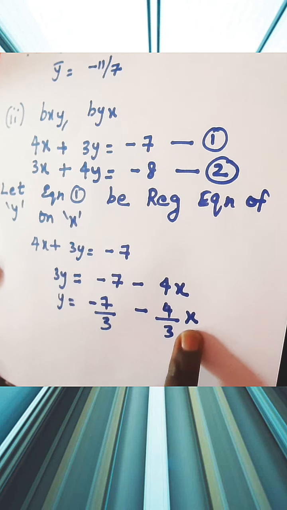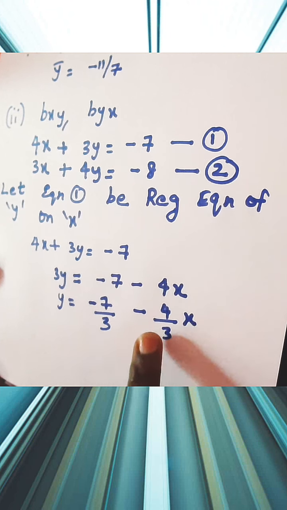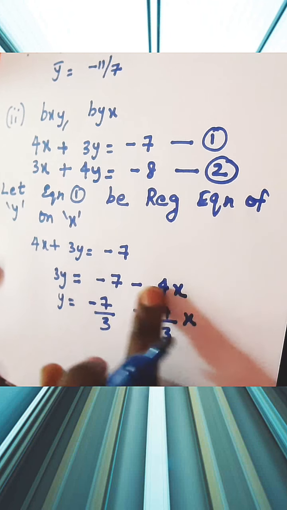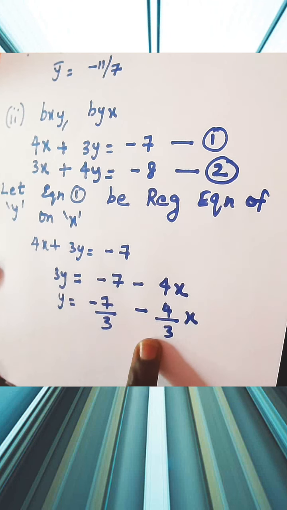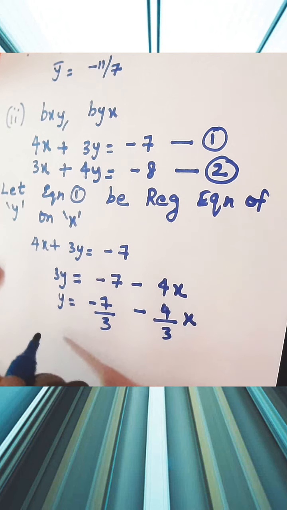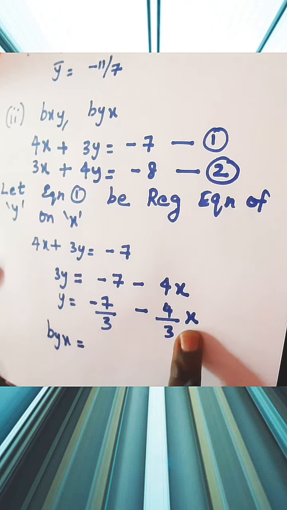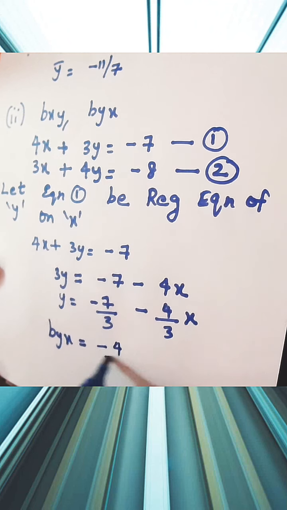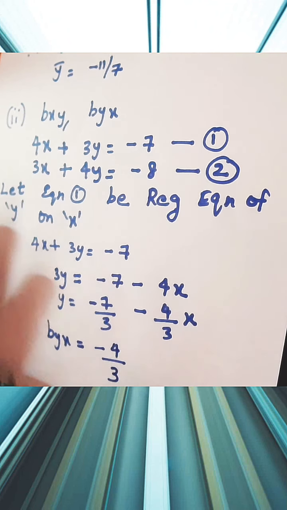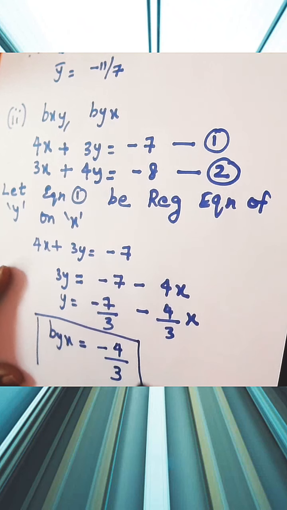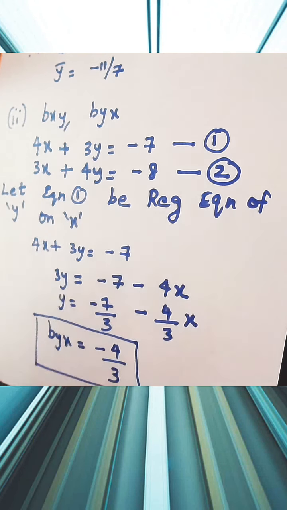What is your coefficient of x? Negative 4 by 3. This is your regression coefficient of y on x. Your byx is equal to, see the coefficient of x, negative 4 by 3. This is the slope actually. So we have the first regression coefficient byx. You can have a look how we have done it.